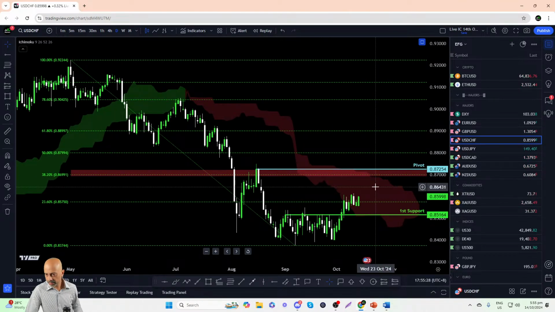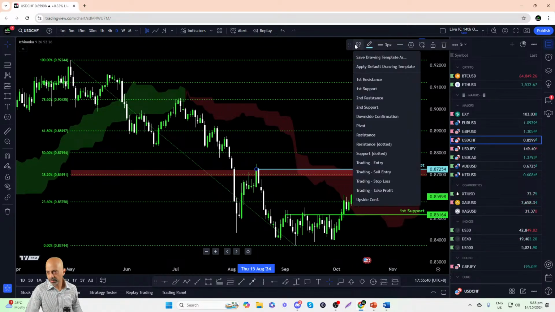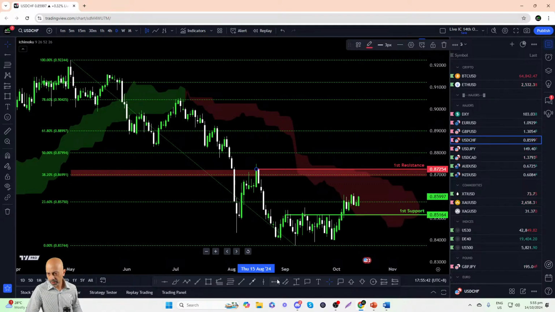Or maybe there's probably more of a, actually this level here at 0.8724, the swing high resistance on 15th of August, I'm going to identify this as the first resistance, and the pivot, I would identify it here.